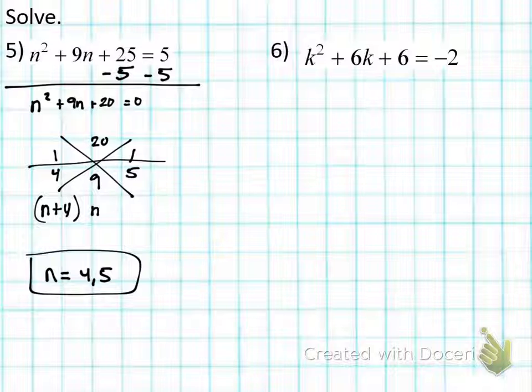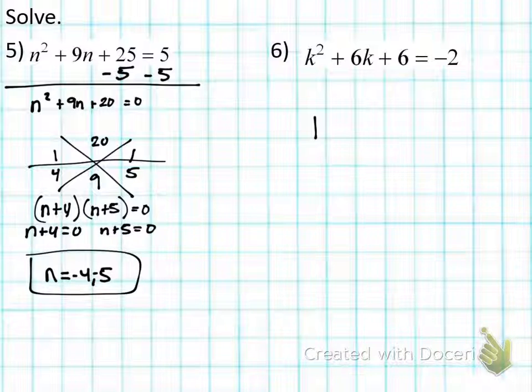Okay, n plus 4 and n plus 5, right? You have to change these to be two binomials, right? And then when you solve it using what property? Zero product property. You have to subtract 4 and 5, and then you get n is equal to negative 4 and n is equal to negative 5. Raise your hand if you accidentally put 4 and 5. Okay, some of you did, so I won't call you out. But that's how you do number 5.